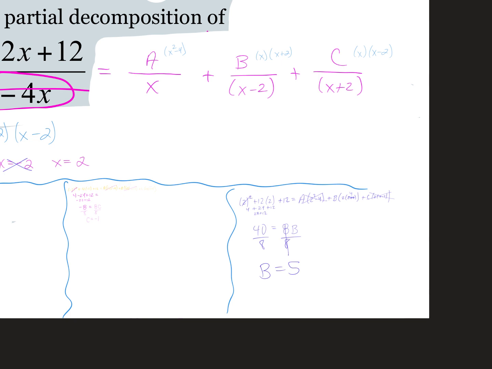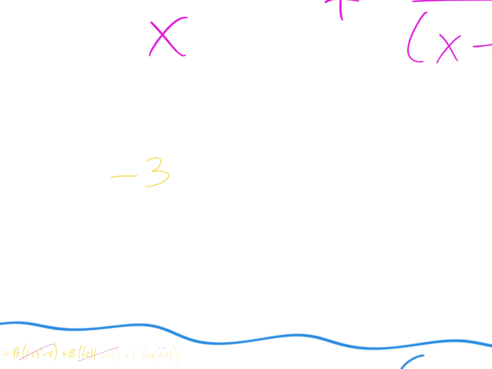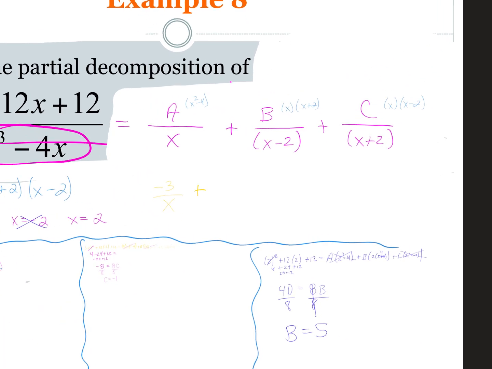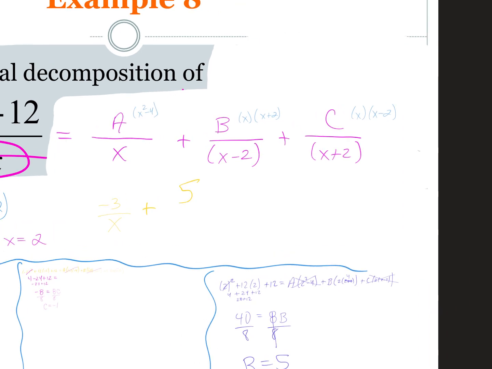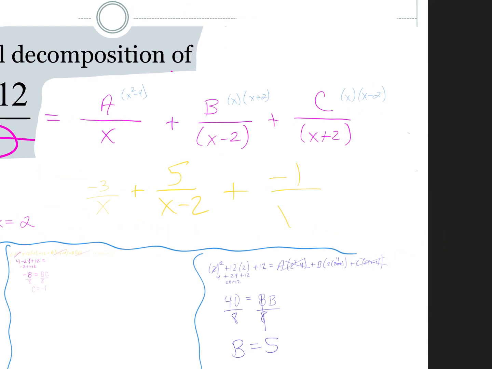Is that our answer? No, we did a whole bunch of work, but you are asked to find the partial fraction decomposition. That means when you decompose, when you break this big left-hand side rational down, what does it look like? Well, your A term was how much? A was negative 3, so I have negative 3 over x plus, what was your B term? 5, so 5 over x minus 2 plus, what was C? Negative 1 over x plus 2.